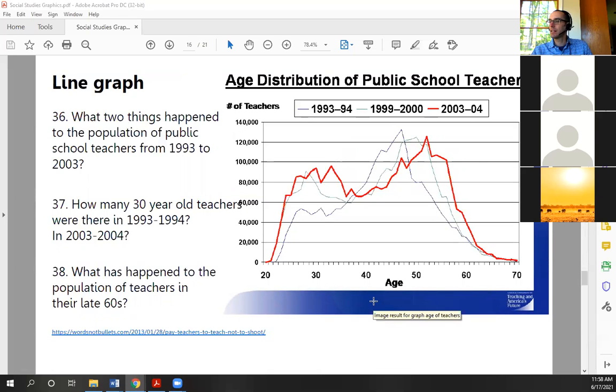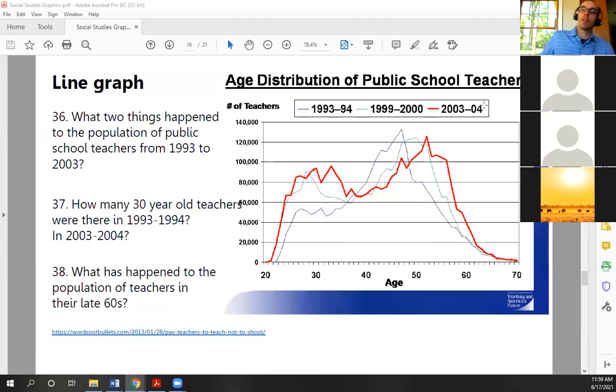Okay, this is a line graph. Sometimes you have more than one thing happening. This is the age distribution of public school teachers. Here's three pieces of information, right? Up and down, we see the number of teachers, 20,000 teachers, 80,000 teachers. Across, we see their age, 20 years old, 30 years old, 40 years old. And the three lines represent three different school years: 93 and 94, 99 and 2000, 2003, 2004.